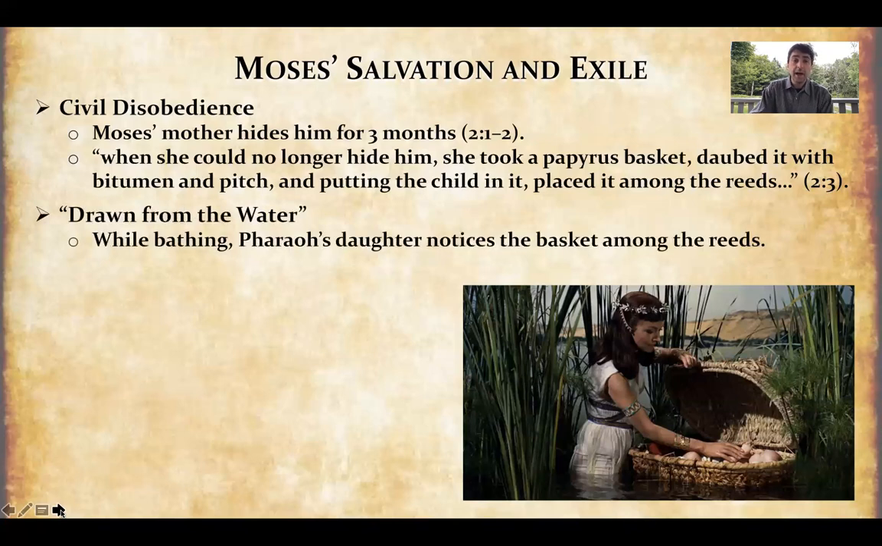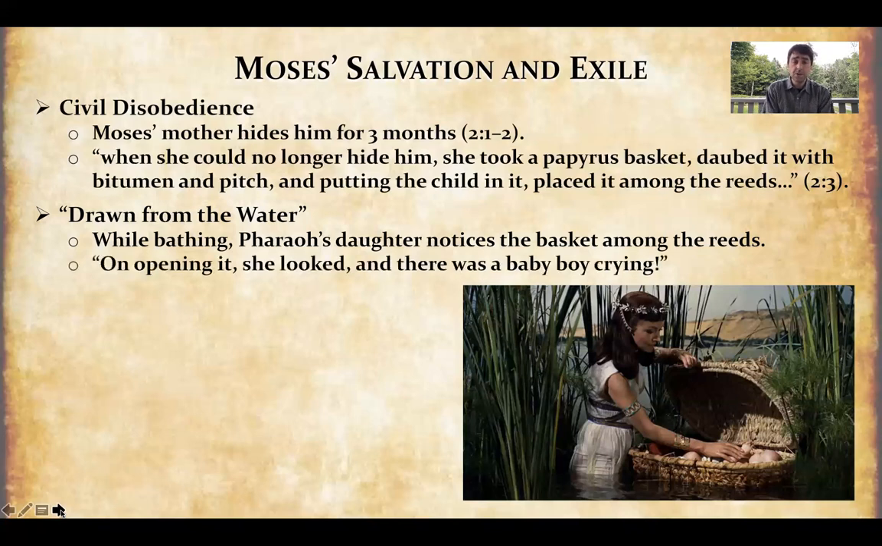And it's there that Pharaoh's daughter was bathing and notices this basket among the reeds. She goes over, opens it, and when she looks, she sees there's a baby boy crying. Here's really the first time we see in the Moses story, anyway, the theme of crying, and it's from a little baby, from the most innocent person you could imagine.